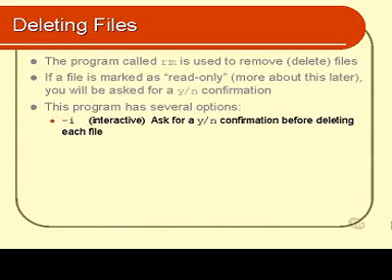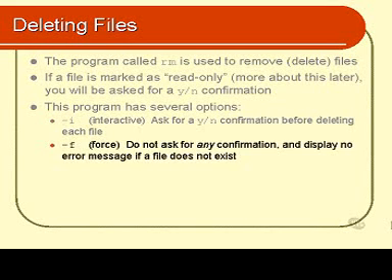You've got to be very careful with this. If you say rm space star and you forget the -i, you've just deleted 20 files, all of your files. So use that with caution. There is a -f option, which simply means do not ask for any confirmation, not only for write-protected files, but for anything. Do not ever ask for confirmation. And if the file doesn't exist, then don't display any message to that effect.